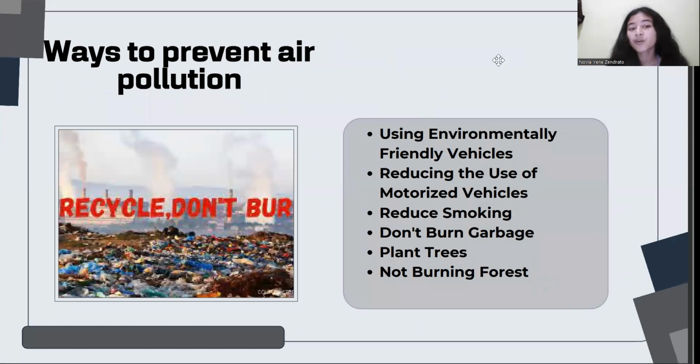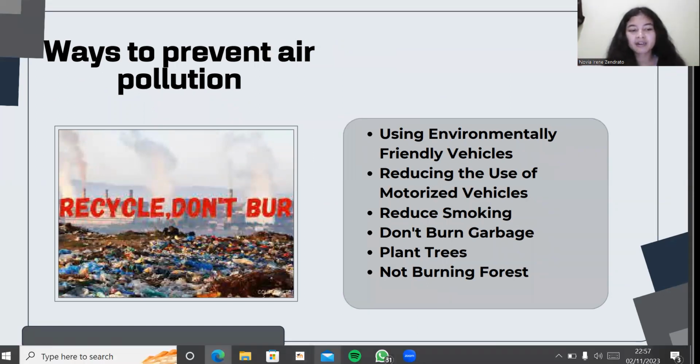The ways for preventing air pollution. So we all know that air pollution is an important case to talk about, and there are so many ways to prevent this condition. The first one, using environmentally friendly vehicles. It can help us to reduce pollution in the environment, and reduce the use of motorized vehicles. Reduce smoking. You know, the smoke is not really good for the environment, actually for people beside you.